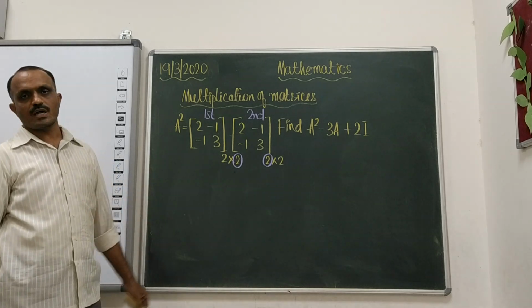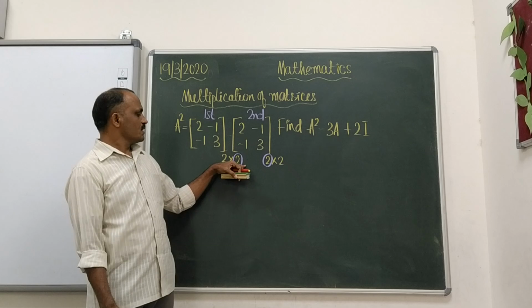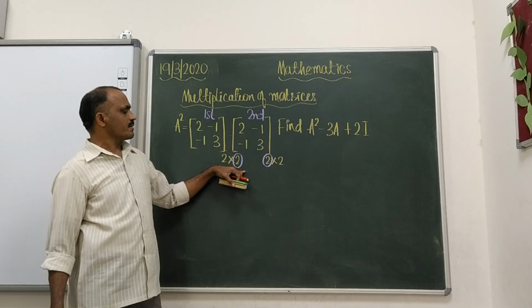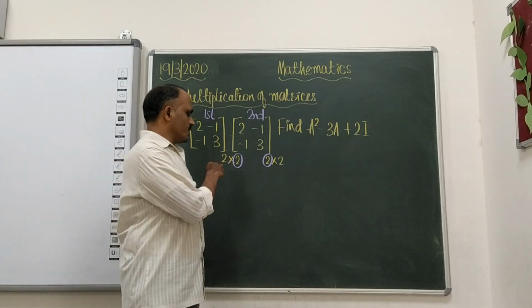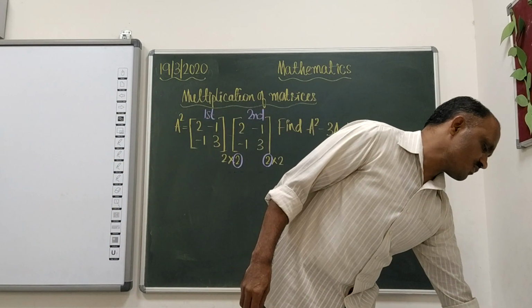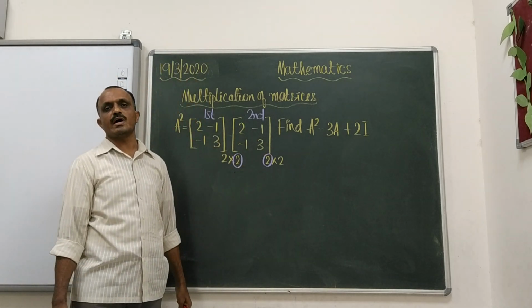So to multiply the matrices, we are going to check the number of columns in the first matrix is the same as the number of rows in the second matrix. When those two are satisfied, then we are going to multiply the matrix. Then how are we going to multiply this matrix?